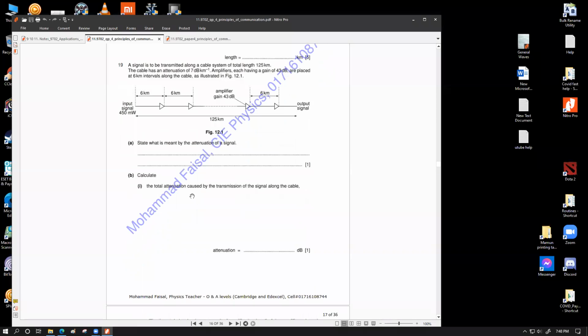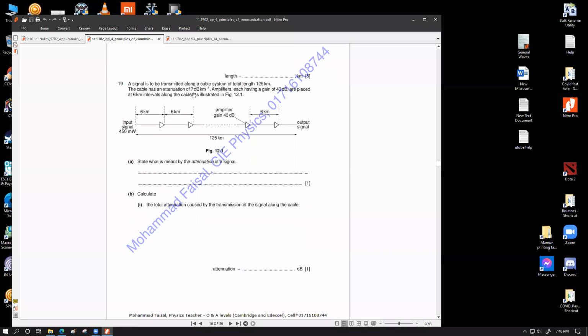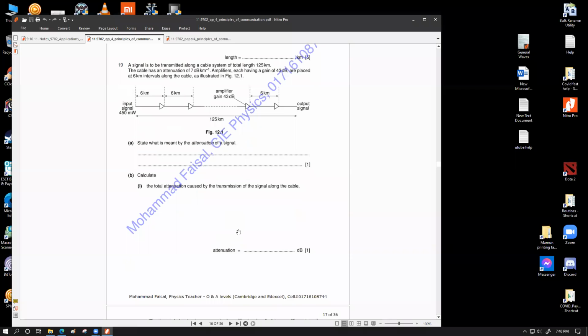Calculate the total attenuation caused by the transmission of a signal along the cable. Total attenuation would be total distance multiplied by the 7, so 125 kilometer into 7, that's whatever you get. Simple multiplication, but they have given a large space. I don't know why, maybe to confuse you, but it's just a simple multiplication. You get the total attenuation.